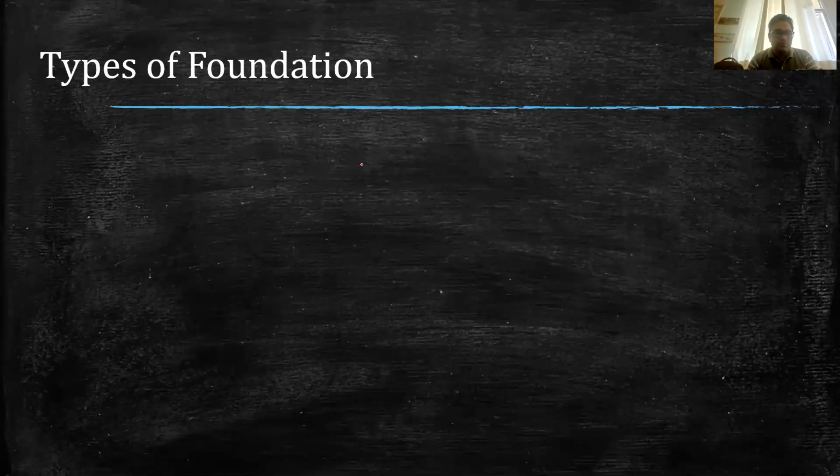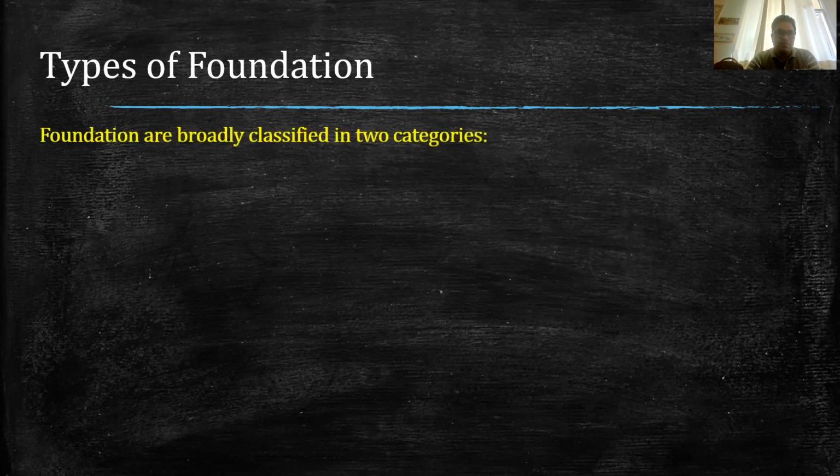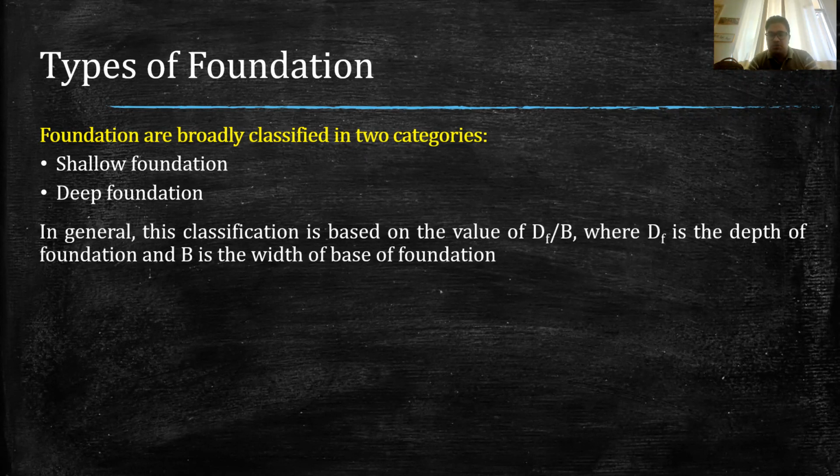Hello, welcome back. So now in this part we will discuss the types of foundation. Well, we know that foundation can be broadly classified into two categories. One is the shallow foundation and the second one is the deep foundation. This shallow foundation and deep foundation can be classified based on the Df by B ratio.